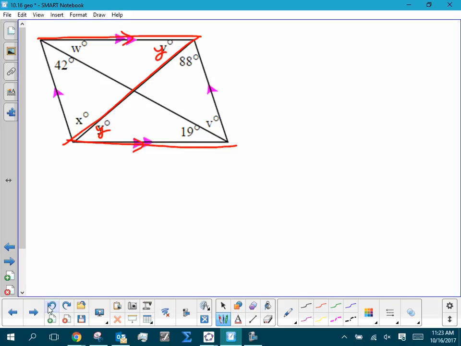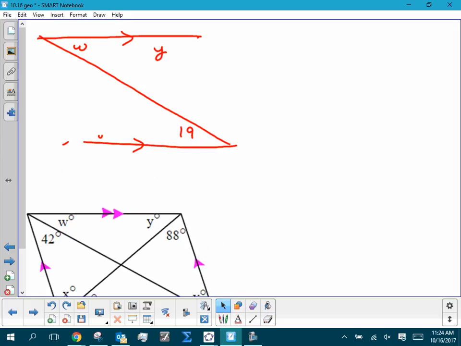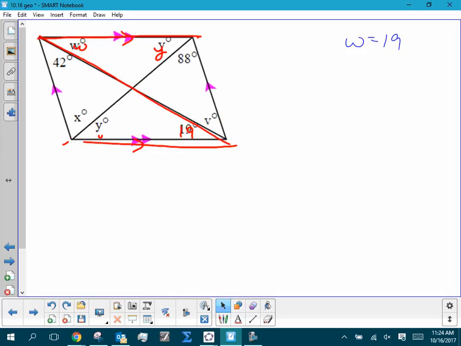So maybe, I don't know, I've looked at that transversal. Let's still focus on the same set of parallel lines, but let's look now at that transversal. So now maybe you can see that W is there, 19 is there. If I take the picture out, what kind of angles are W and 19 now? Alternate interior. So now I know W is what? 19. Okay. I'm going to take that picture, put it back in. Okay. So W is 19.